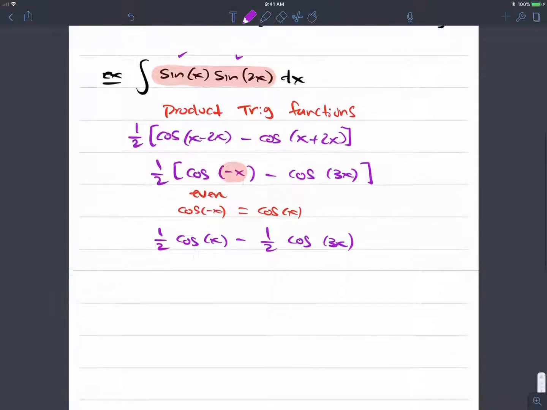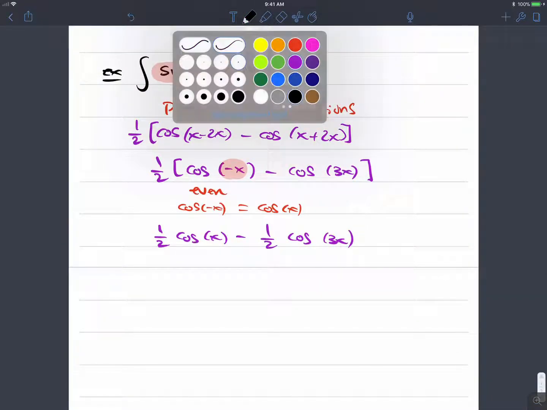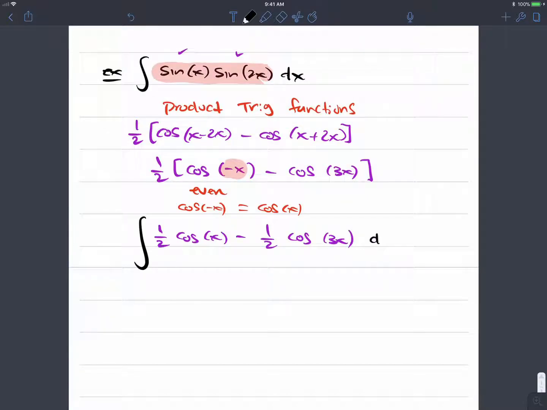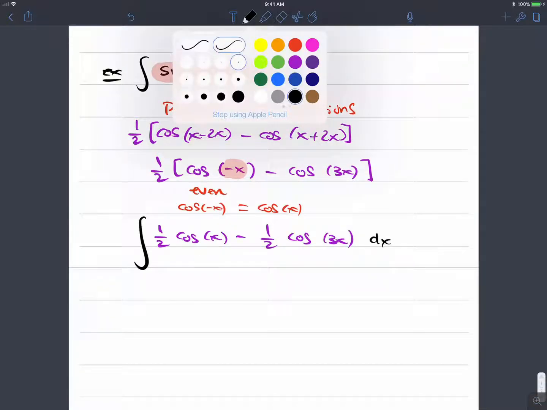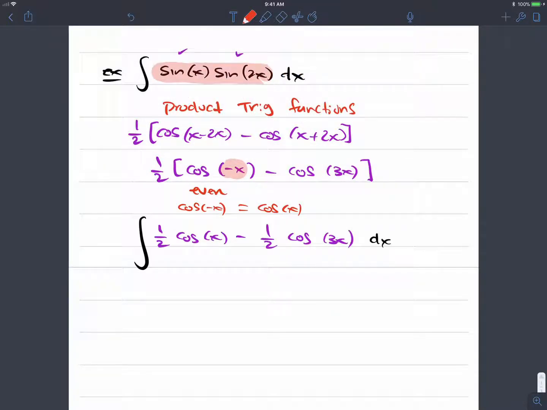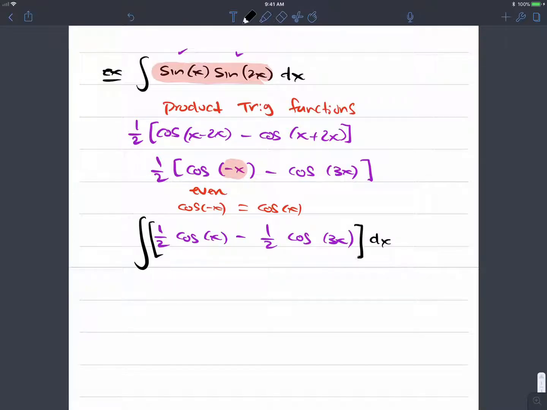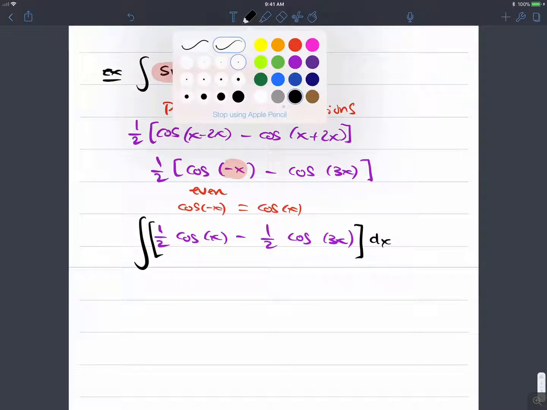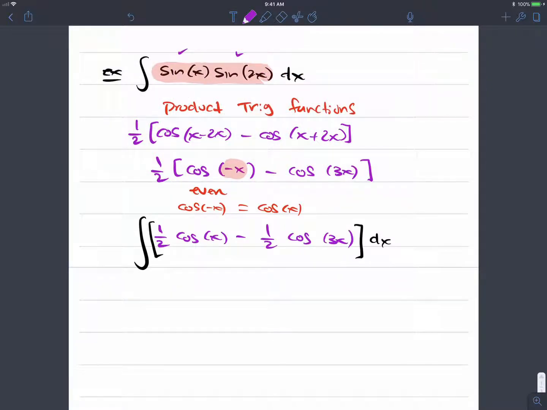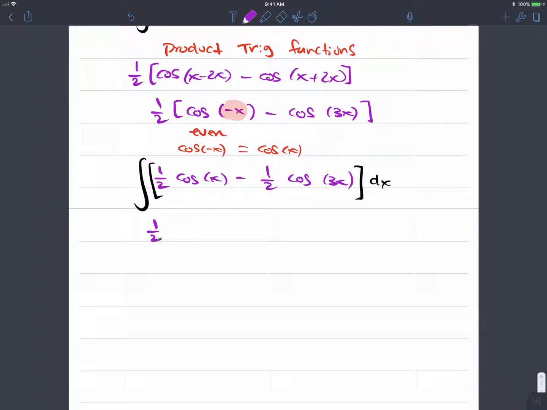So my integral is now going to be what I see here. It's now written as a sum, technically a difference, or adding a negative, still a sum. So this here is my sum, if you want to think of it that way. Okay, so now what we can do is use properties of integration. So I'm going to integrate cosine. I'm going to integrate cosine here of 3x dx.